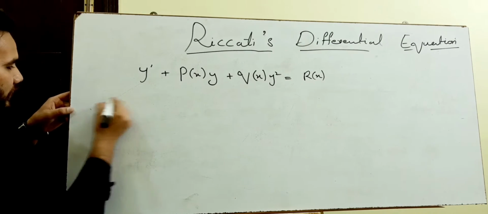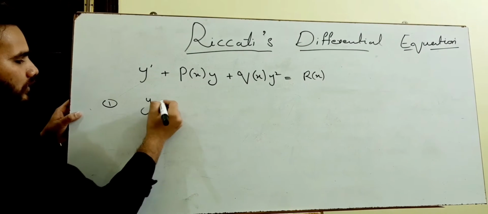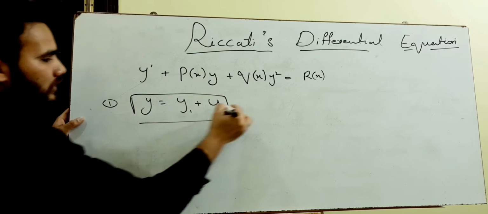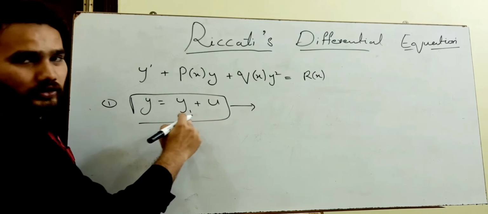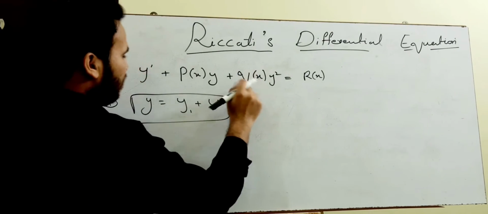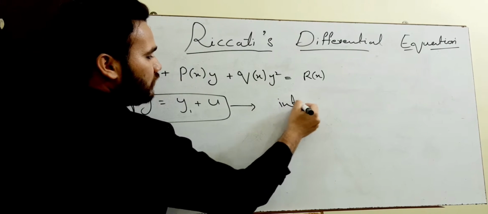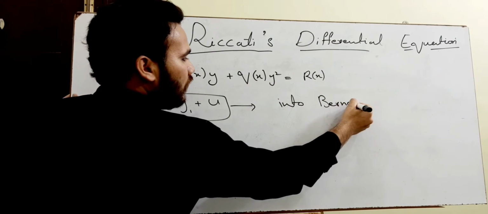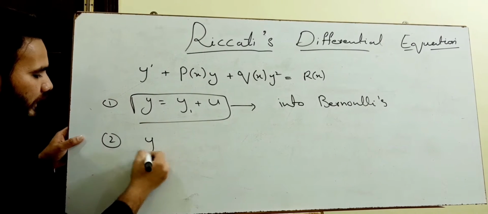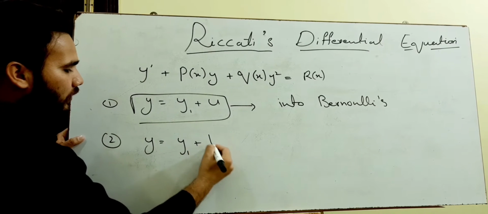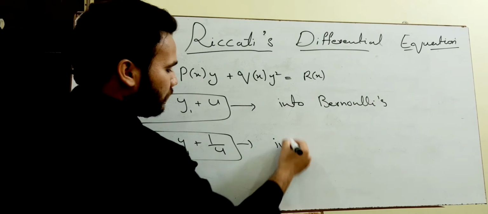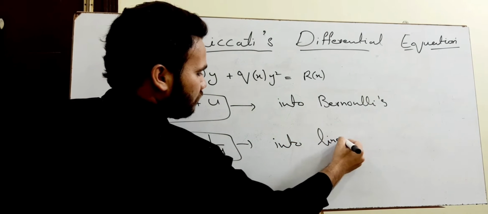Substitution number 1: y equals y1 plus u, where y1 is a known solution. Keep in mind y1 is a known solution. This substitution will reduce Riccati's into Bernoulli's differential equation. And number 2: y equals y1 plus 1 upon u. This substitution will reduce it into a linear differential equation.